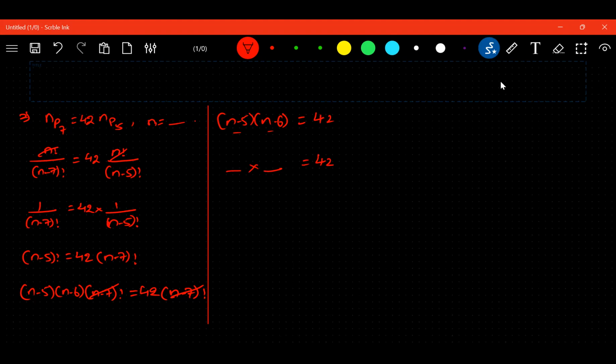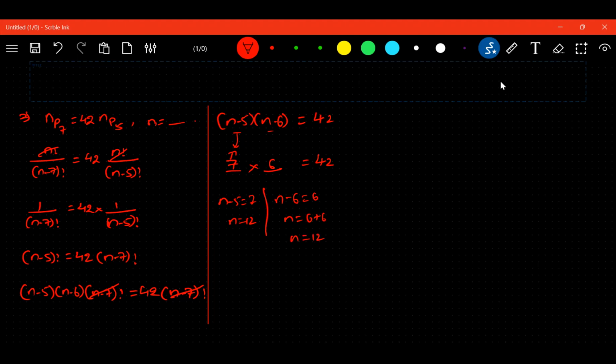Sir, 7 into 6. Okay. Where 7 can be written as, if I equate n minus 5 is equal to 7, the n value will be equal to 12. Here n minus 6 is equal to 6, so n will be 6 plus 6, which is equal to 12. Are you getting my point? What I'm trying to say?